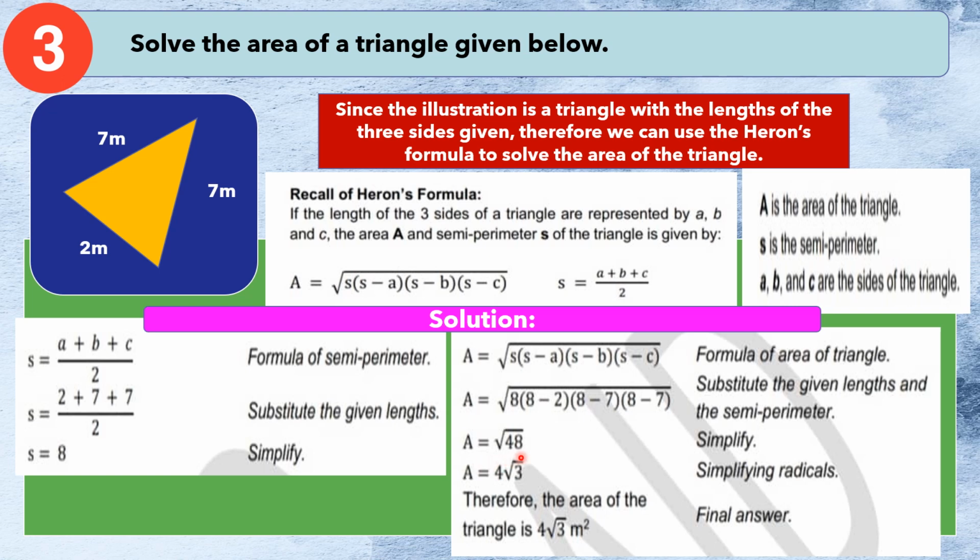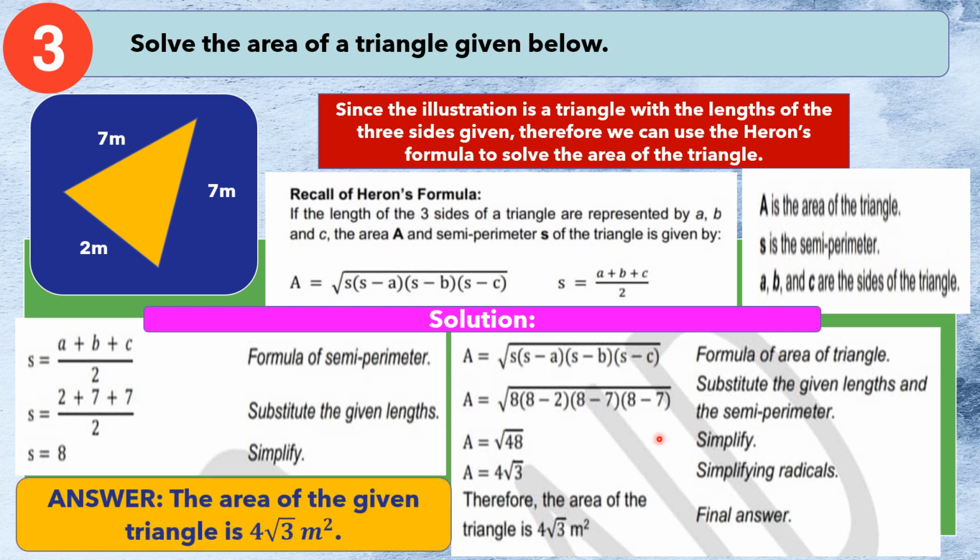Since 48 is not a perfect square, ang gagawin natin, hanap tayo ng factors ni 48 ng isang factor niya ay perfect square. So, that is 16 times 3. 16 times 3 is 48. And ang square root ni 16 ay 4. Kaya ang area natin dito ay 4 square root of 3. So, therefore, we can conclude that the area of the given triangle is 4 square root of 3 square meters. Okay po, don't forget to put the unit of measurement. Importante po yan.